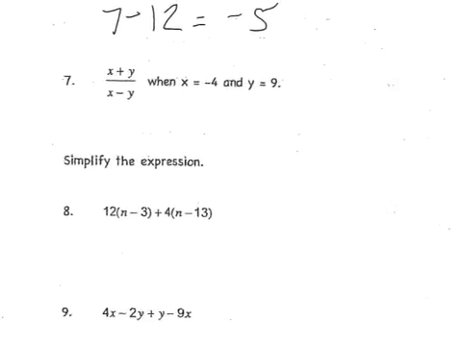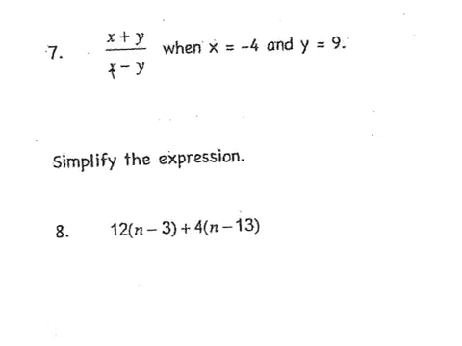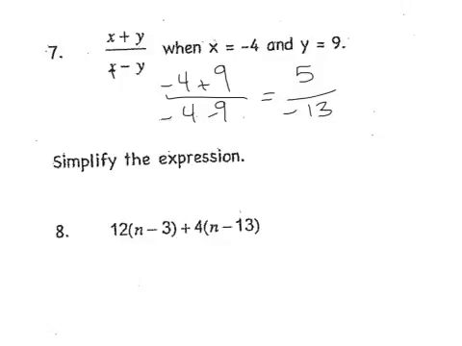And in the next one, you're putting -4 in for x and 9 in for y. So I would rewrite the problem first. And it looks like I would have -4 plus 9 on the top, and -4 minus 9 on the bottom. So you do the top and bottom separately. -4 plus 9 is 5, and -4 minus 9 is -13. And that's going to be your final answer because there's no way to reduce that.